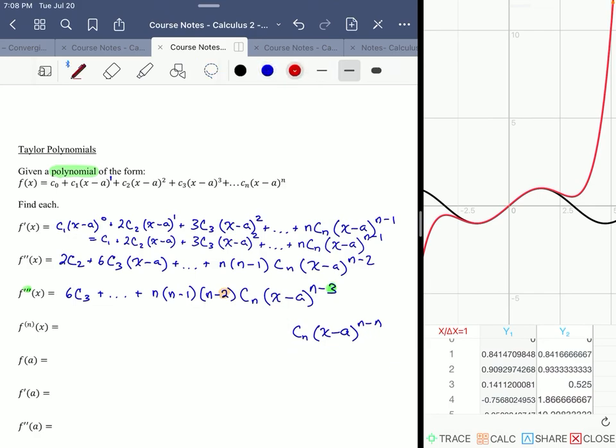So we're looking at the n minus 1, the n minus 2, we'd probably have an n minus 3, an n minus 4, an n minus 5, and so on, until we would get to n minus 1 less than n. So n minus 1. Well, that's the same as saying 1.